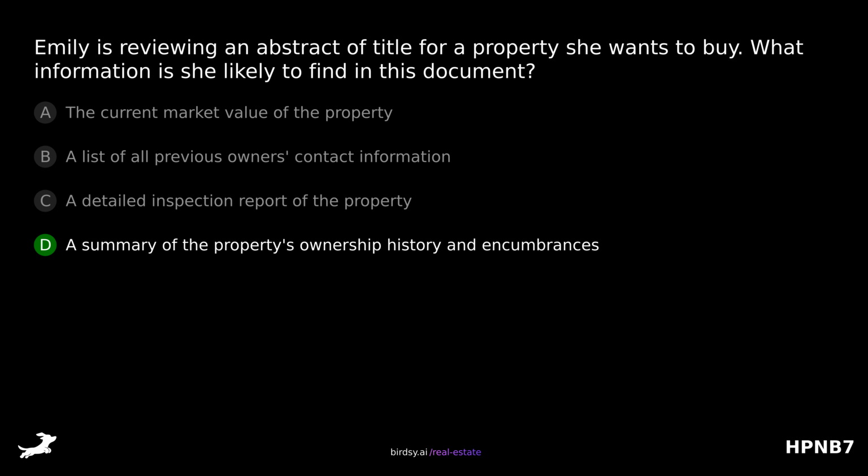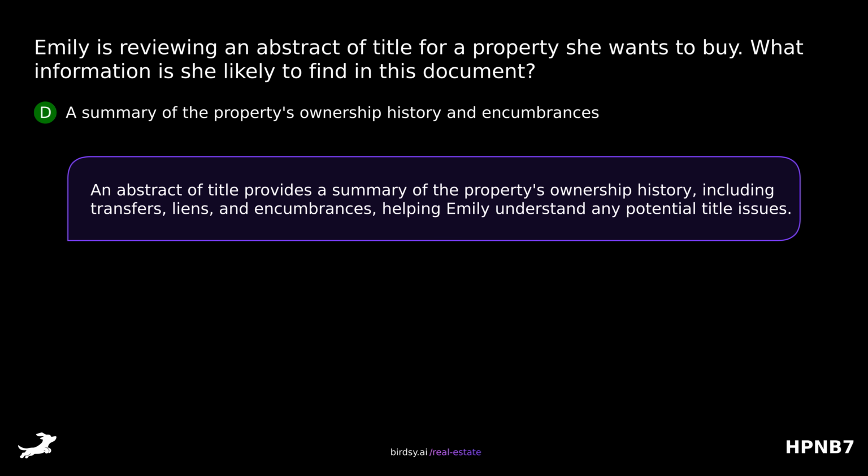The answer is D. a summary of the property's ownership history and encumbrances. An abstract of title provides a summary of the property's ownership history, including transfers, liens, and encumbrances, helping Emily understand any potential title issues.